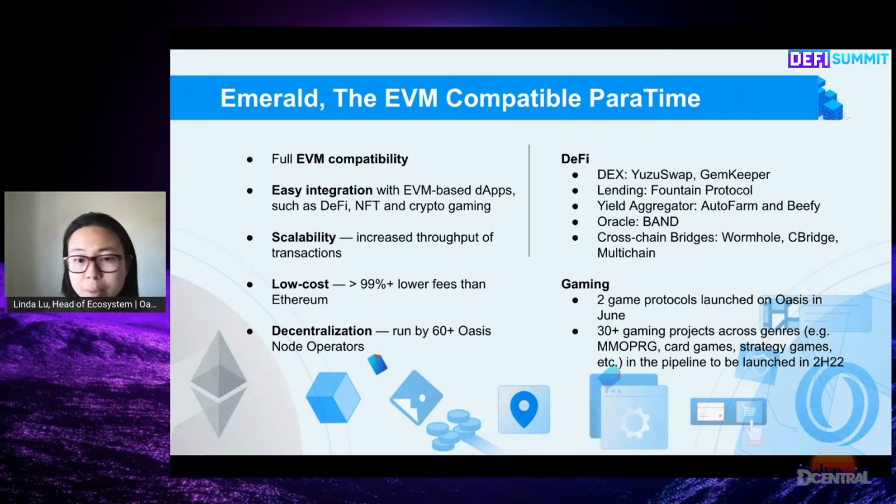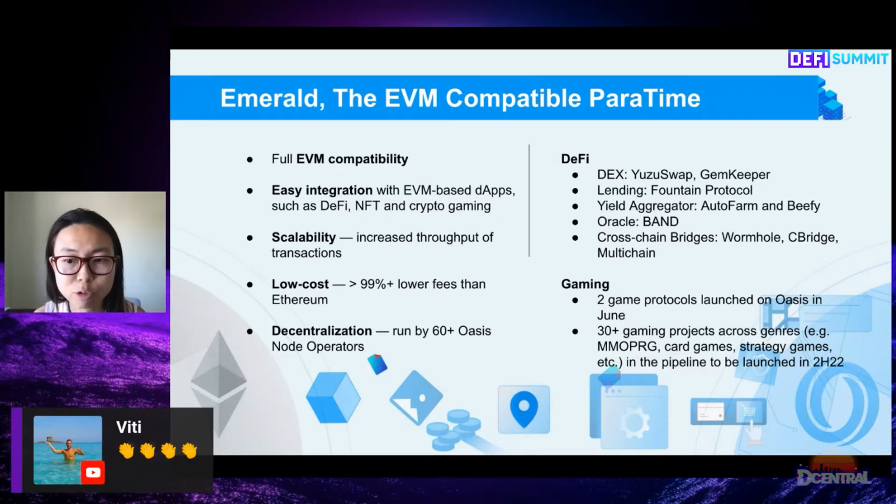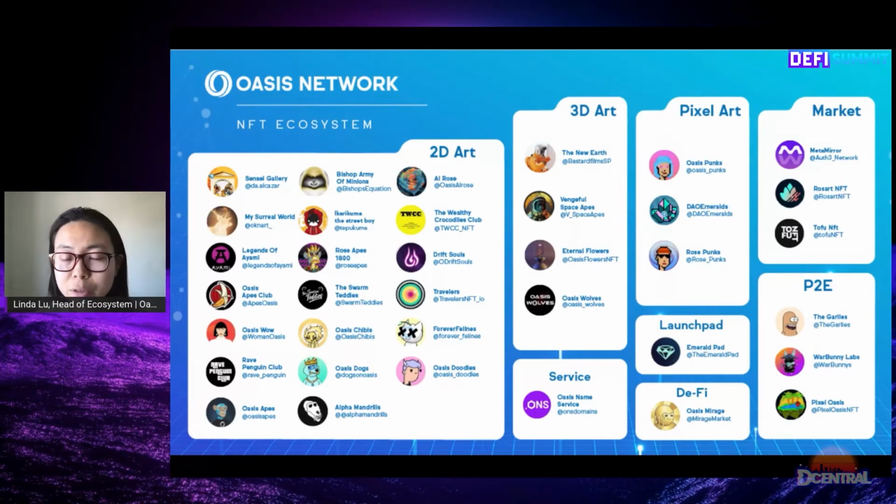And we also have gaming. Our community developers launched 2 gaming protocols on Oasis last month. And we have more than 30 gaming projects across genres, like MMORPG, card games, strategy games, in the pipeline to be launched in Q3 and early Q4. Then we also have a pretty robust NFT ecosystem that covers a wide spectrum of genres, like 2D, 3D art, pixel art, and some GameFi related NFT collections.